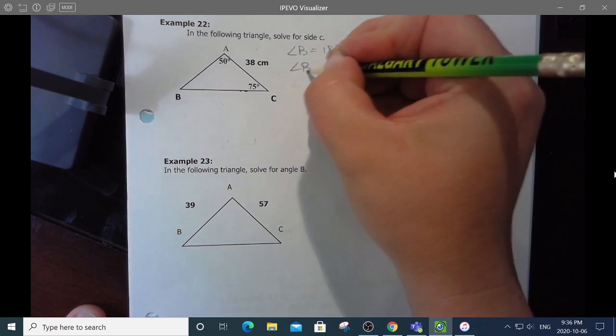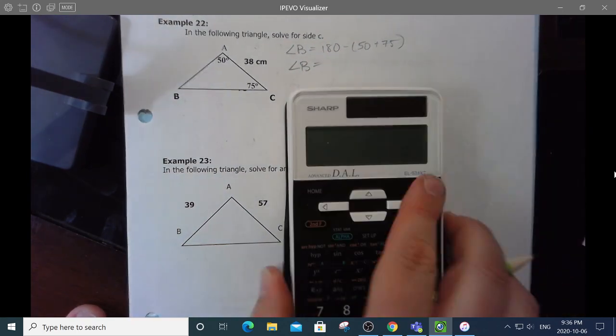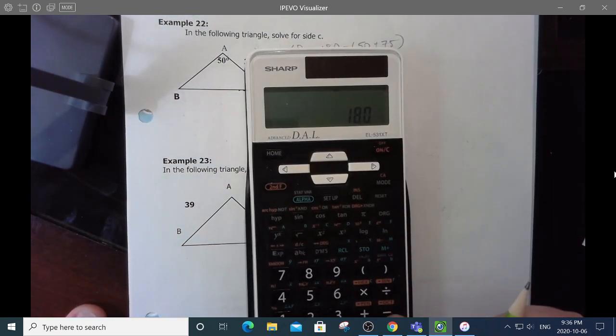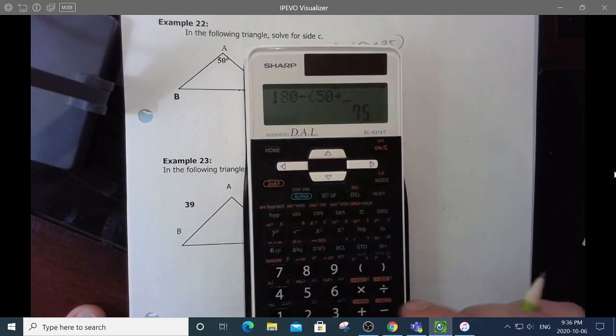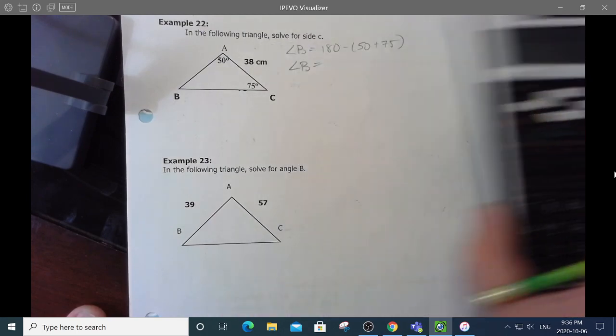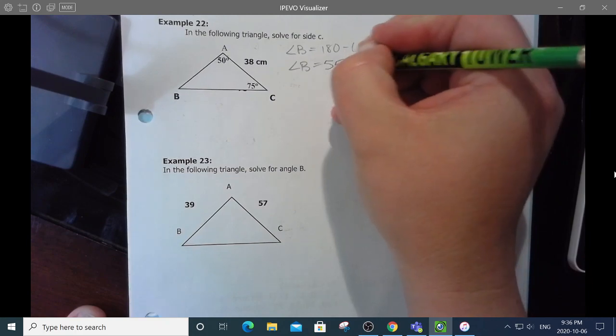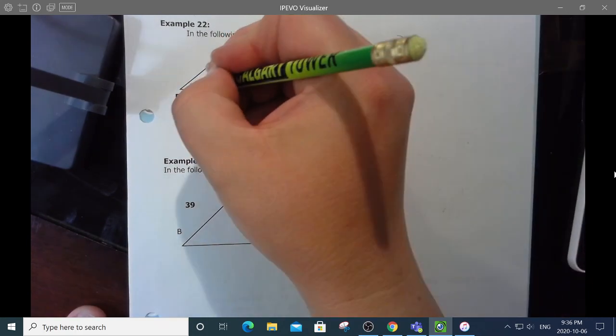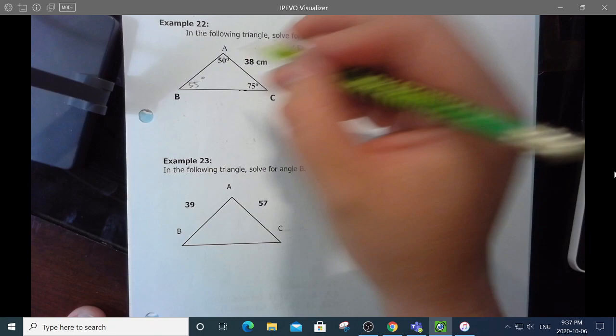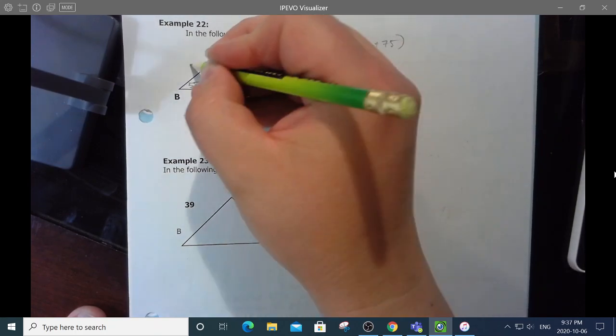So angle B is equal to 180 minus 50 plus 75. I can't believe I grabbed a calculator to do that. 55 degrees. Now that it is 55, I now know a side across from an angle. That's side B, that's side A, that's side C.